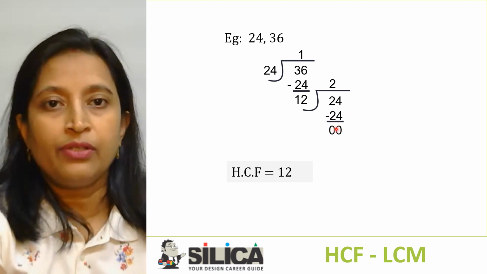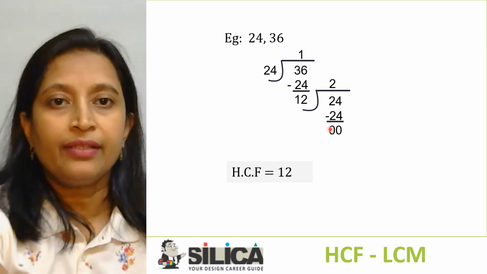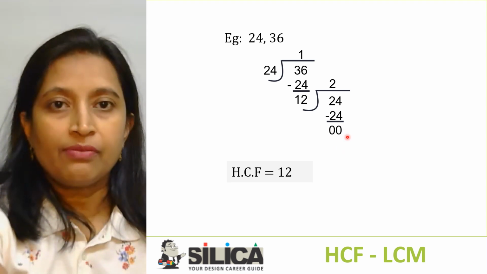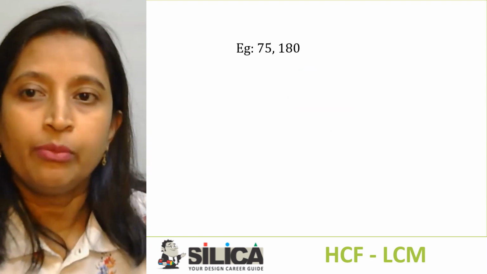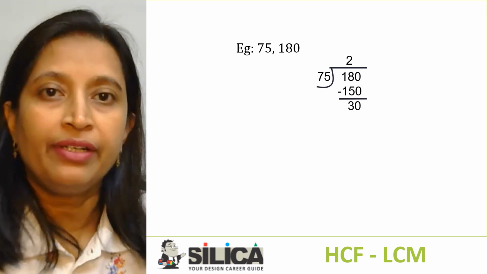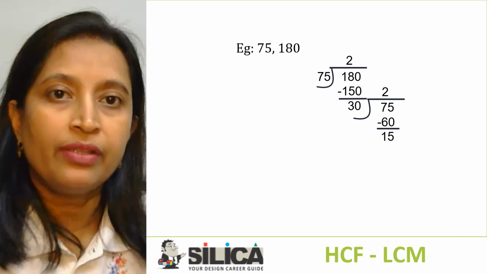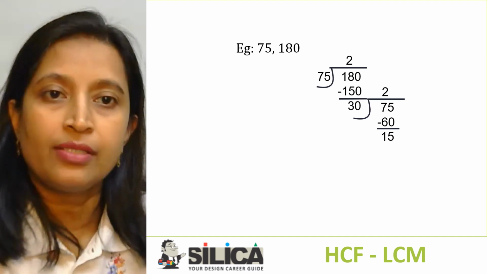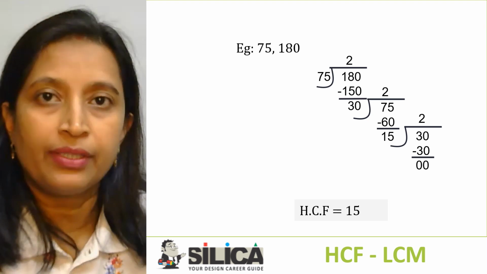If there had been a remainder left, we would have repeated the process until we get remainder 0, and the divisor at the place where the remainder becomes 0 is the HCF. Let me show you one more example, 75 and 180. We divide 180 by 75, we get 30 as the remainder. This becomes the divisor now, and this comes here. Again we get 15 as remainder. Again it becomes the divisor, and this comes here. Now the remainder is 0. So the HCF is 15.